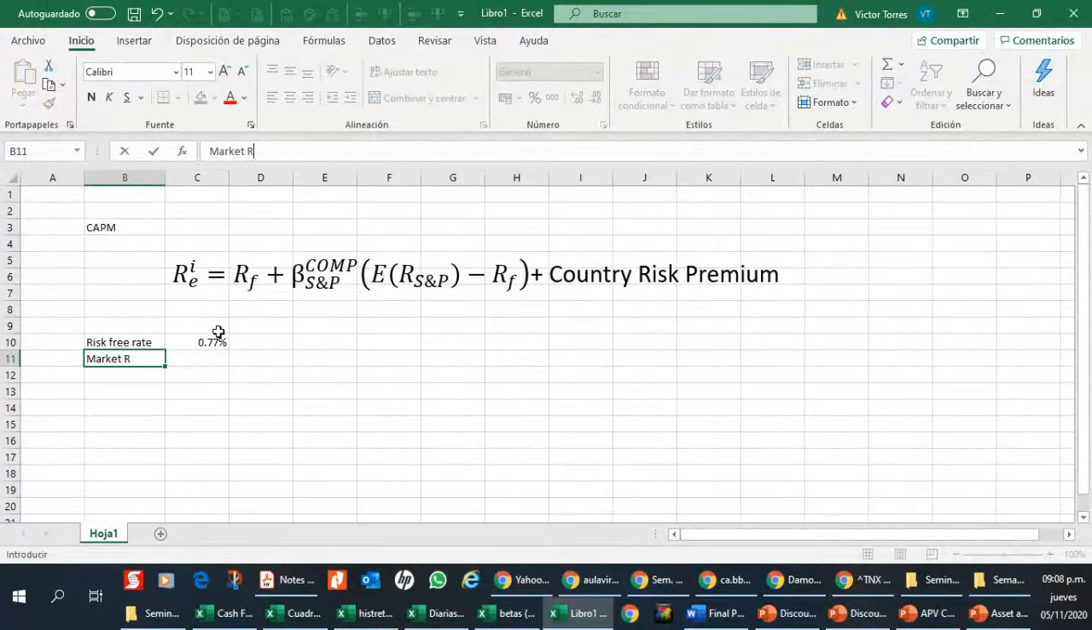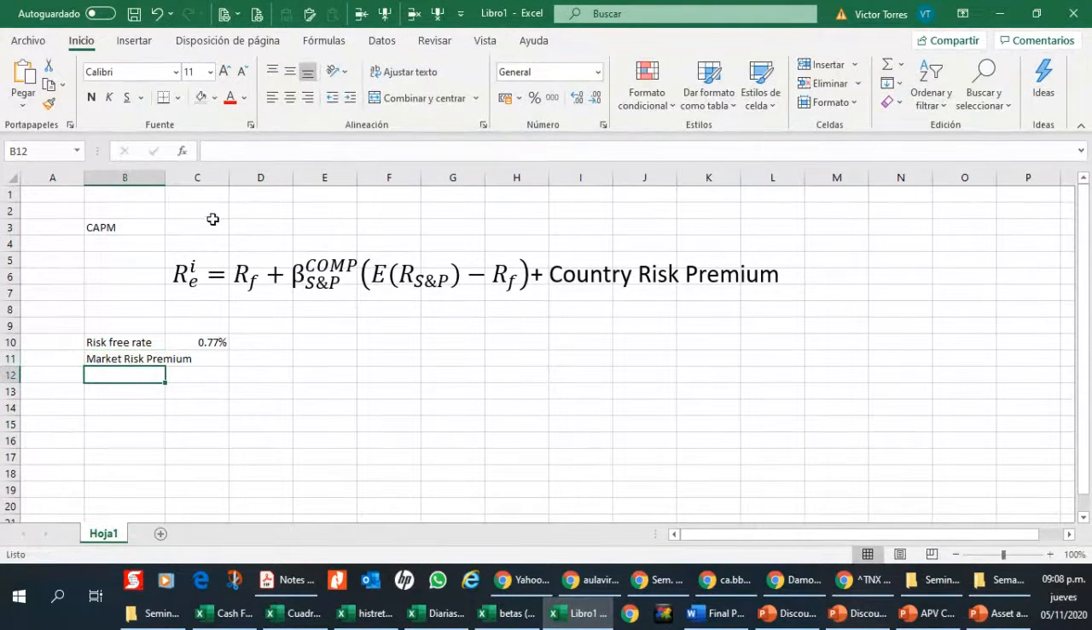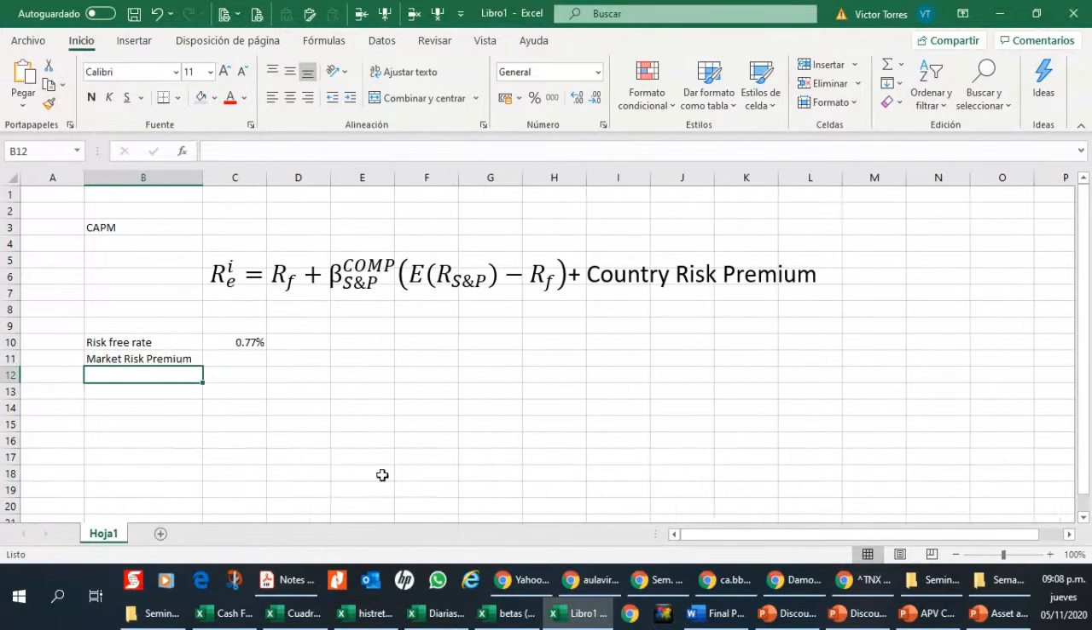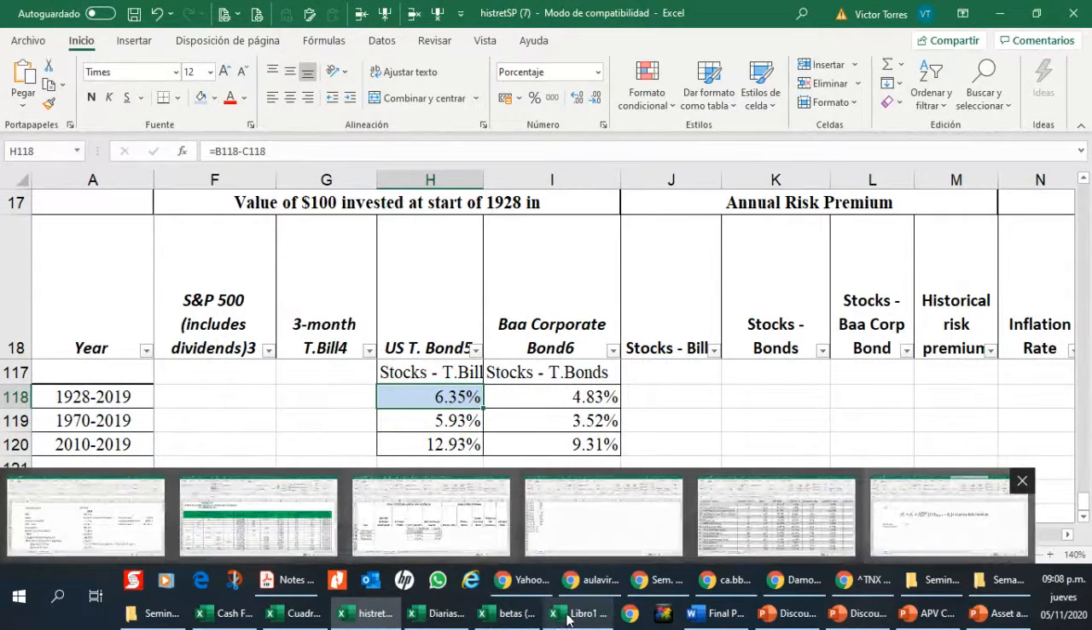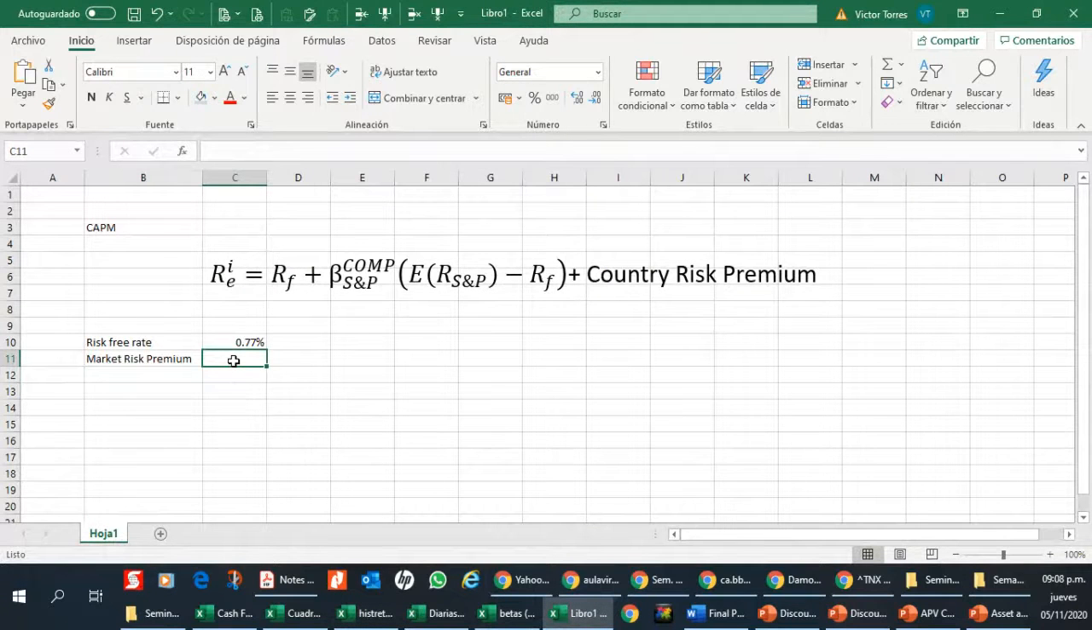I'm going to come up with the market risk premium. And obviously, as I mentioned, we're going to be using Damodaran for that. We can go with a sensible number. I'm going to use the 6.35 that it has here. You can try to estimate that, right?